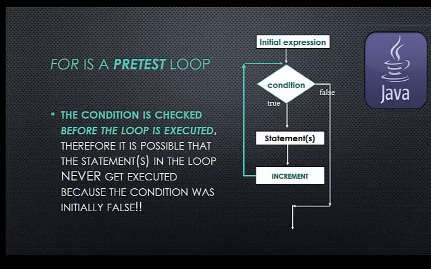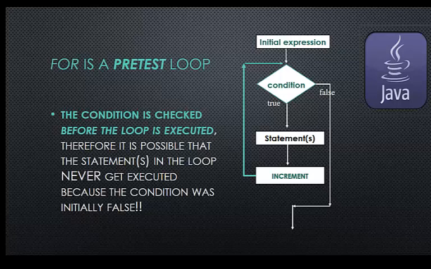The for loop is known as a pretest loop. The initial expression is done, then we check the condition. It's possible that the loop doesn't get executed. If the condition is false initially, then we skip over the loop statements and move on in the code. That is why it's called a pretest loop. We test the condition before we execute any of the statements within the loop's body.